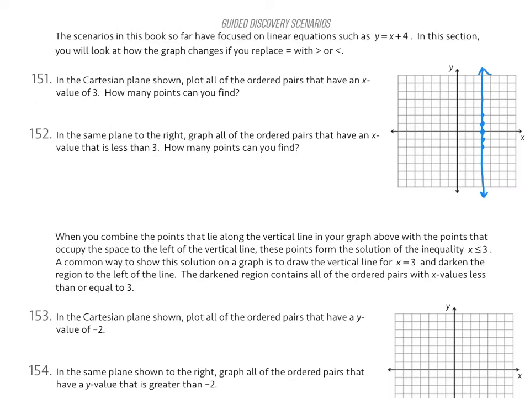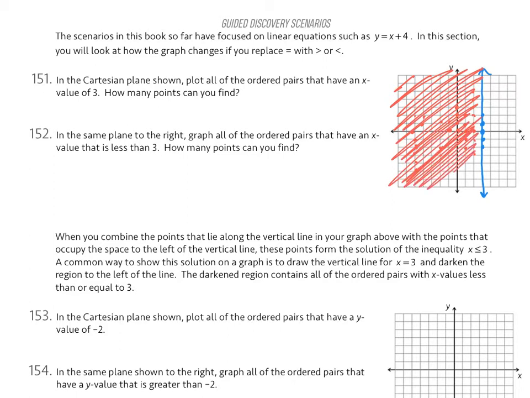152. In the same plane to the right, graph all of the ordered pairs that have an x value that is less than 3. So one of those points would be an x value of 2: (2, 0), (1, 0). Any point with an x value of 2 is less than 3, so any point here or here, any point with an x value of 1, any point with 0, -1. We can plot really any point that is to the left of this blue line. Any point in this shaded region has an x value that is less than 3.